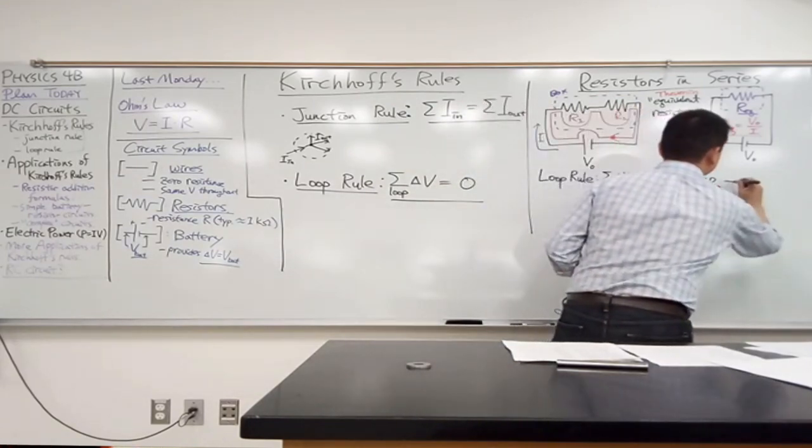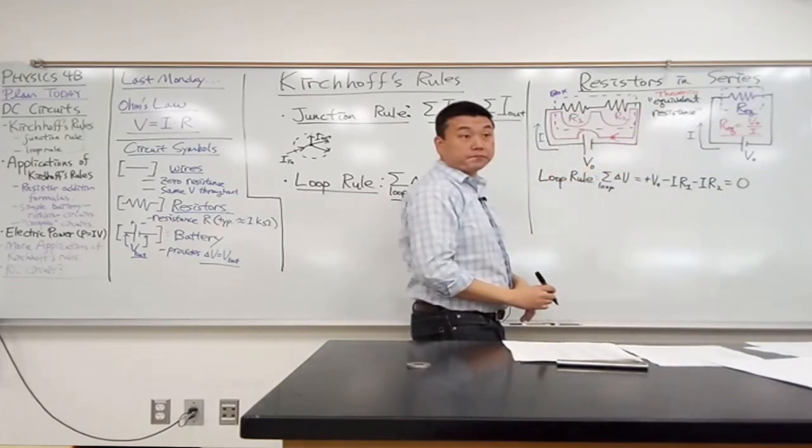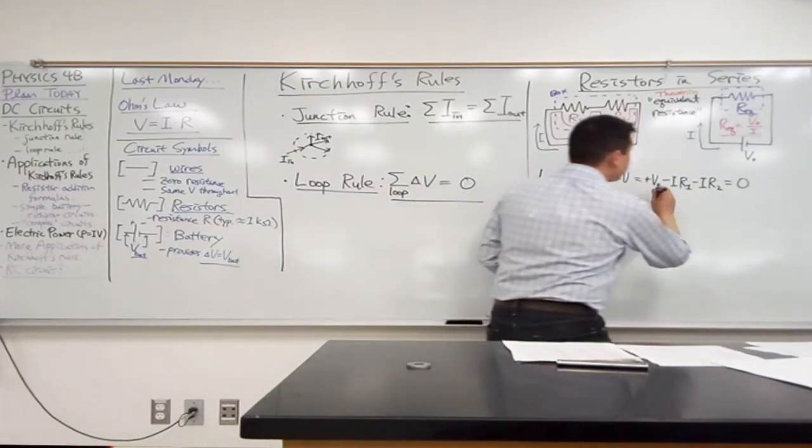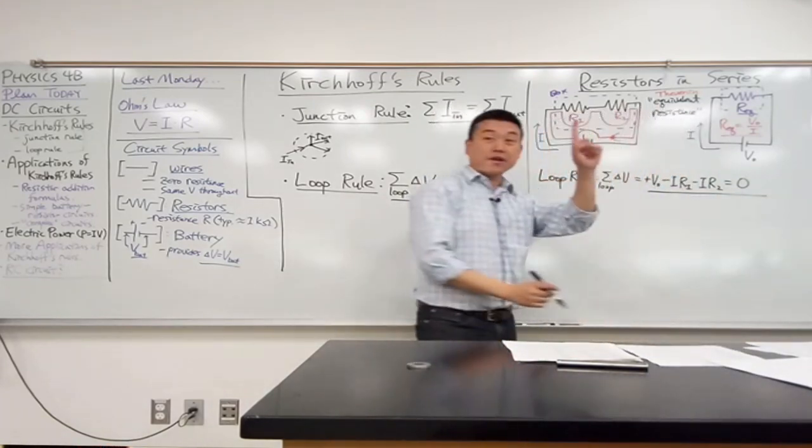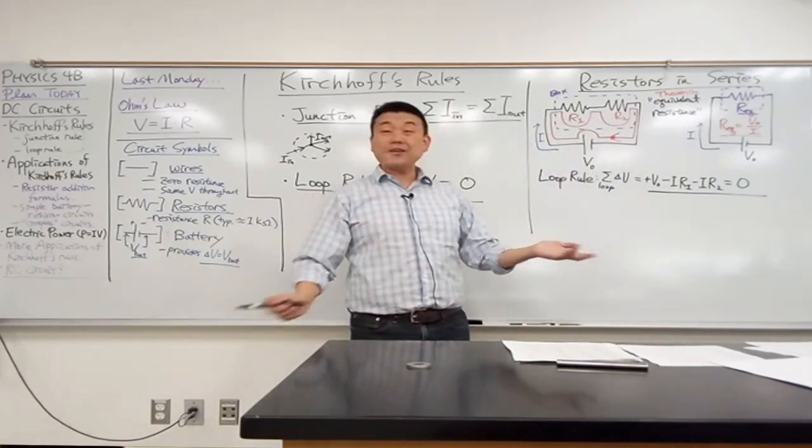So the loop rule says that this must add up to 0. So this is your system of one equation that you're trying to solve. How many unknowns do you have?